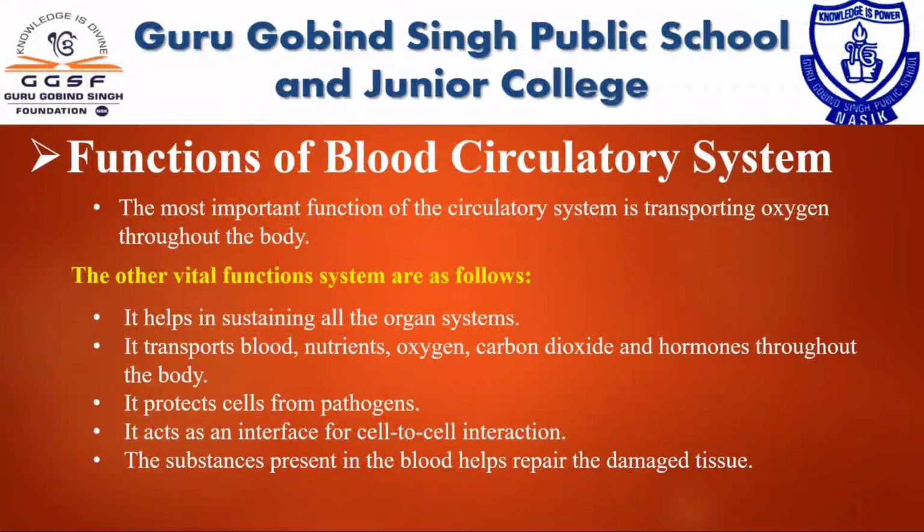So let's see the functions of the blood circulatory system. The most important function of the circulatory system is transporting oxygen throughout the body. The other vital functions of the human circulatory system are as follows. It helps in sustaining all the organ systems. It transports blood, nutrients, oxygen, carbon dioxide and hormones throughout the body.